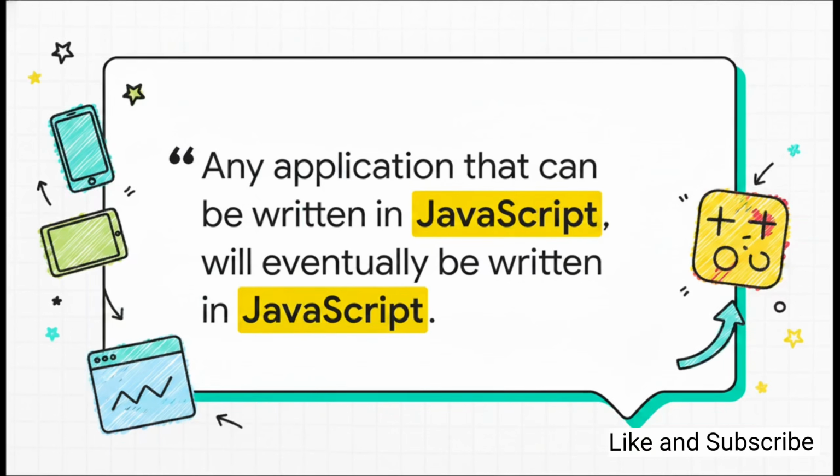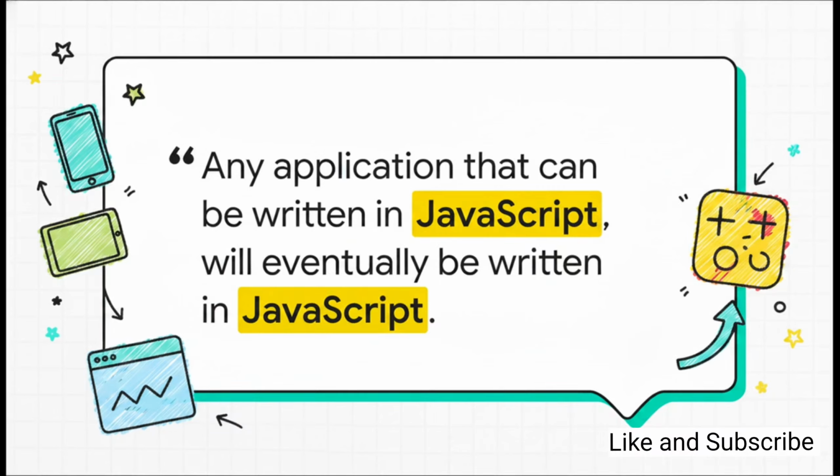Okay, let's dive into this by looking at a pretty famous principle in the programming world, Atwood's Law. Now, this law famously states that any application that can be written in JavaScript will eventually be written in JavaScript. And honestly, this is the inevitable force driving the whole evolution of mobile development.